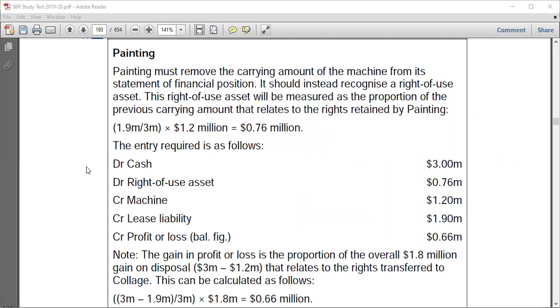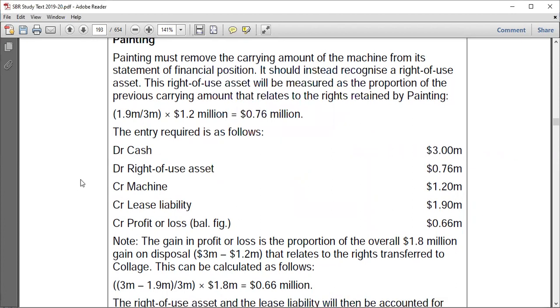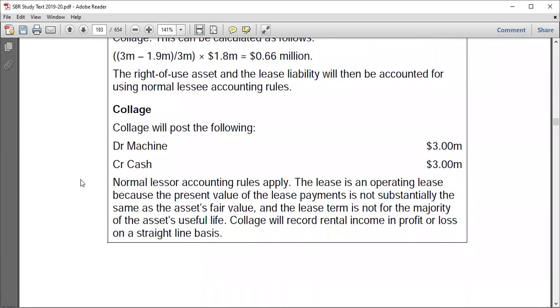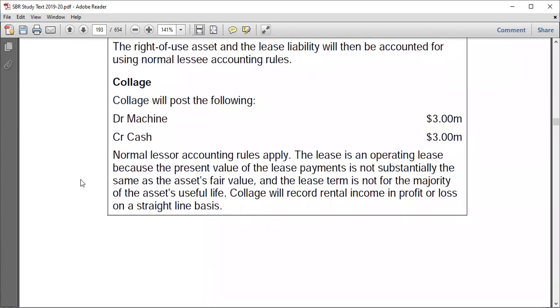Now let's finish up with the last thing. It's nothing much. If you just get the concept here, it's nothing much. Maybe let's go to the lessee. If you go to the lessee, the lessee is the lesser. You have to base on whether it's a finance lease or operating lease. We saw that the useful life of the asset was very long compared to the lease term. So we say it's an operating lease because it doesn't meet the condition for a finance lease.